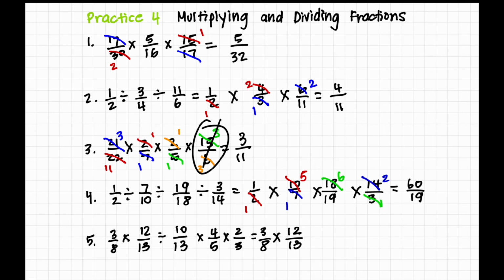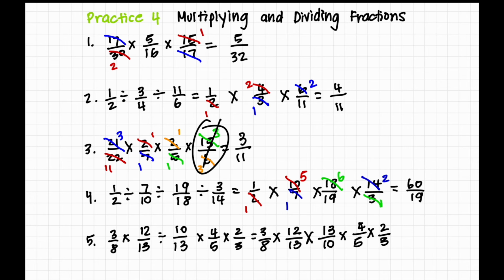We flip the second one and multiply, right? When we divide fractions. So we will flip the 10 over 13 to 13 over 10 and multiply. And then we will just write down the rest. And now we can cross out.